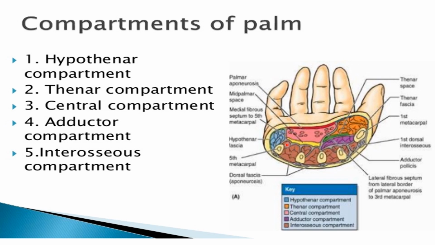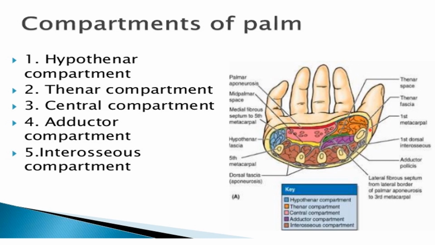This is the medial fibrous septum. It extends from the medial border of the palmar aponeurosis to the fifth metacarpal bone. So this is the fifth metacarpal bone. This is the ulnar side. This is the radial side. This is the first, second, third, fourth, and fifth. Okay. So the medial fibrous septum extends deeply from the medial border of the palmar aponeurosis to the fifth metacarpal bone, and medial to this septum is the medial or hypothenar compartment that contains the hypothenar muscles, and is bounded anteriorly by the hypothenar fascia.